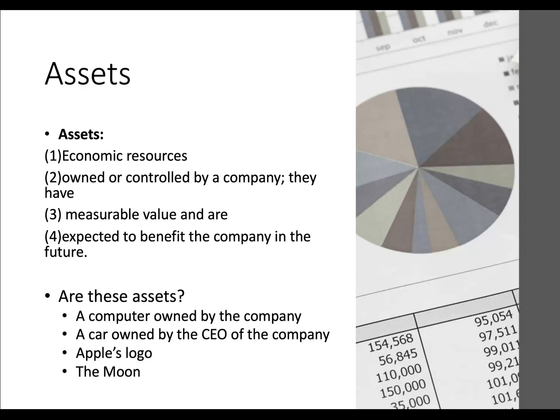Now those are resources and we all need them. If there's no air, our employees will all die, right? So we won't have it. So it's necessary for us to run not only the company but also the whole society. However, the moon is not owned or controlled by the company. The moon has no measurable value, although it is an economic resource and expected to benefit the company in the future. All right. So among all these examples, only number 1, a computer owned by the company, is an asset for the company.